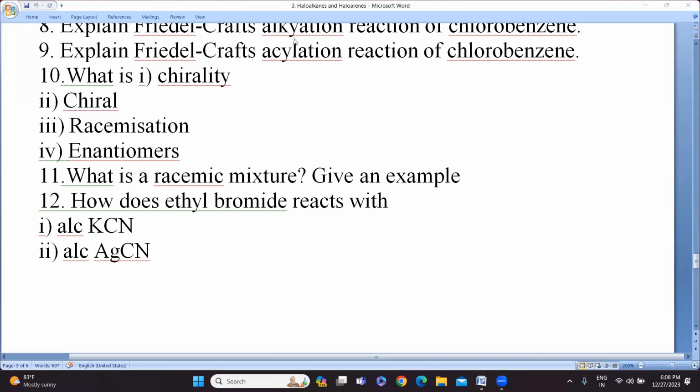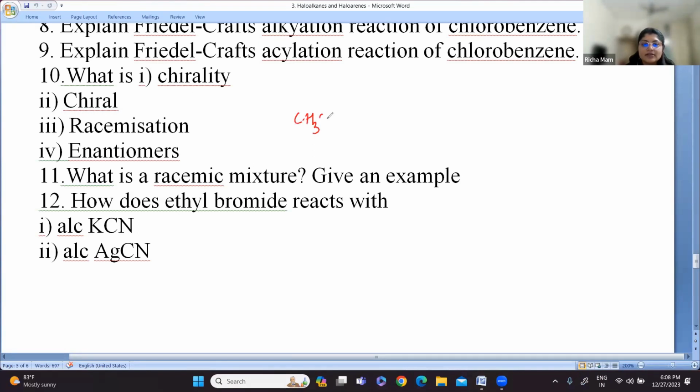Alcoholic KCN and alcoholic AgCN. What will be the products? Try answering this. What will be the product, students? I'll write the structures. Firstly, the structure of ethyl bromide. So ethyl bromide is CH3CH2Br. When it reacts with alcoholic KCN, that is potassium cyanide, what will be the product obtained?